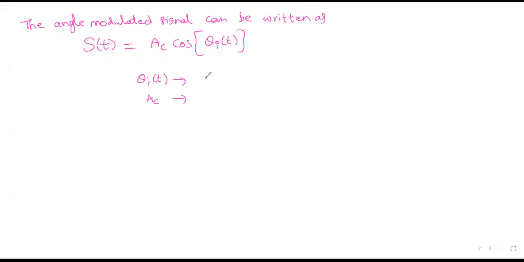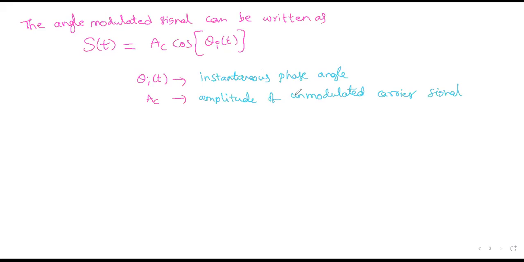So what is theta I of t? Theta I of t is the instantaneous phase angle of the modulated signal, and Ac is the amplitude of the unmodulated carrier signal.